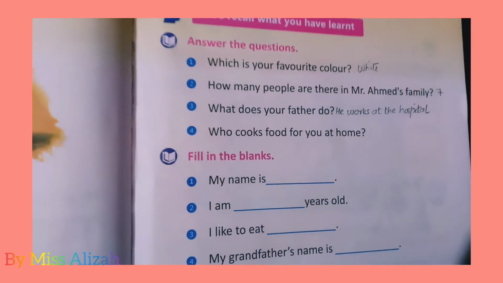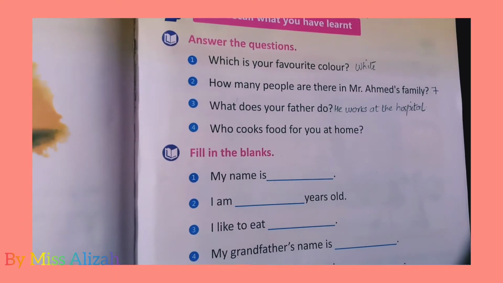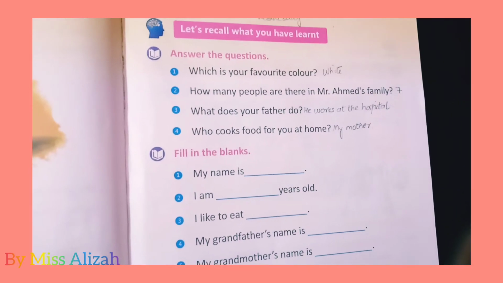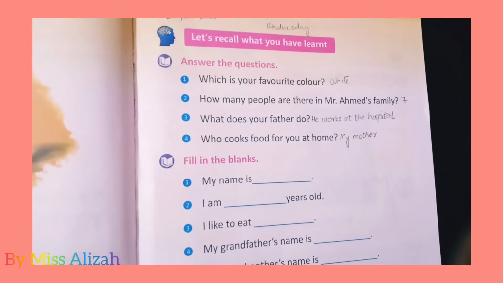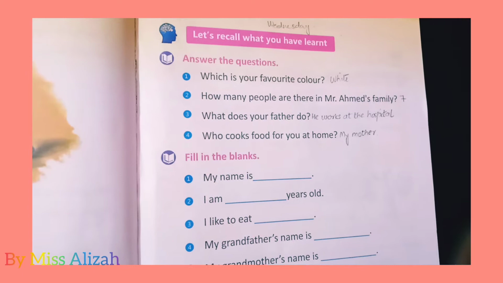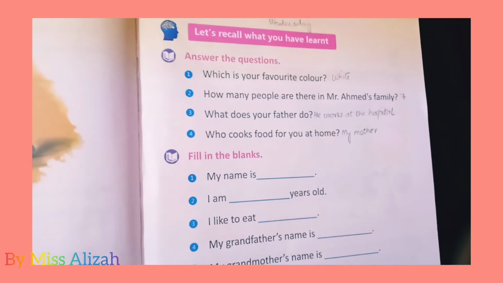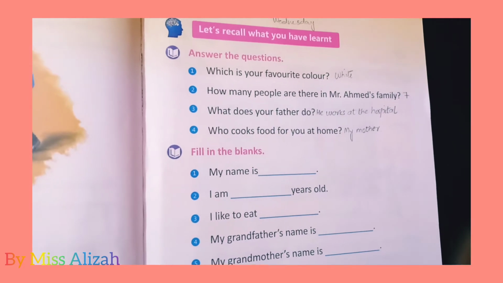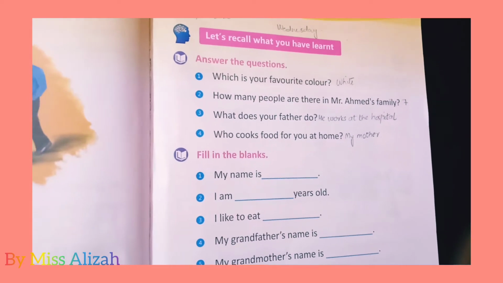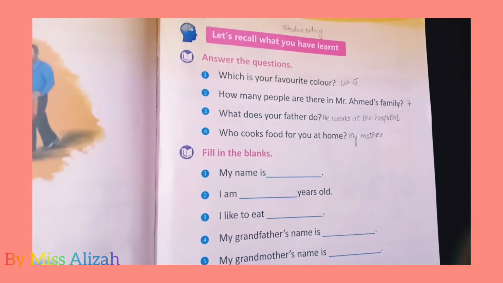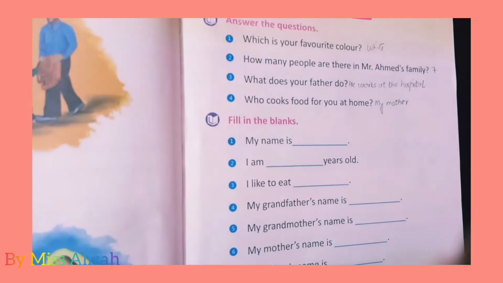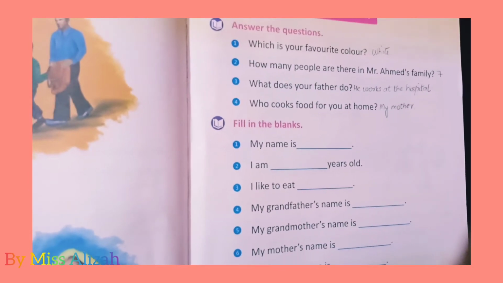Alright. Who cooks food for you at home? आपके घर में खाना कौन बनाता है? So, who cooks food for you at home? My mother. My mother cooks food for me at home. यानी मेरी मम्मा मेरे लिए खाना बनाती हैं घर पे, right? Okay, now moving on to the next question, which is fill in the blanks.